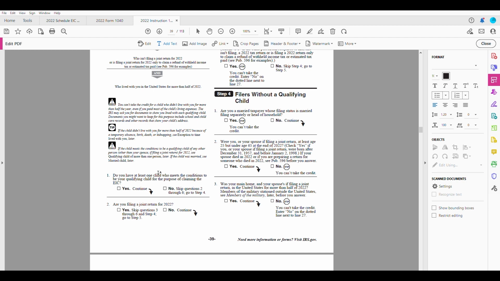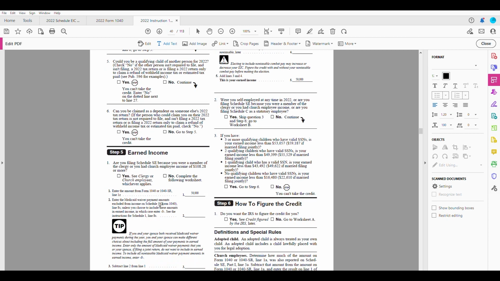Second part of this step is, are you filing a joint return for 2022? In our example, yes, both Jane and John are filing a joint return, so we mark yes here. We skip the rest of the questions in this step, and we skip step 4 altogether, and next we'll go to step 5. So let's go down to step 5 right here, and this is where we will determine our earned income.